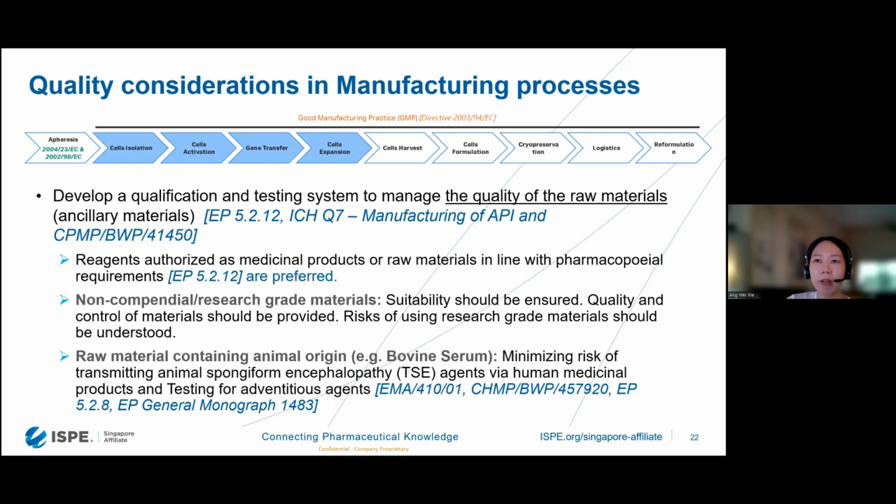So for all these 4 steps shaded in blue, these are the quality considerations. As far as possible, raw material and reagents used in the manufacture of ATMPs should be controlled according to Pharm Eur 5.2.12 and relevant guidelines. The use of reagents authorized as medicinal products is preferred. In cases where only materials of research grade are available, the ATMP manufacturer is responsible for the quality of the materials. The risk of using research grade materials should be understood.